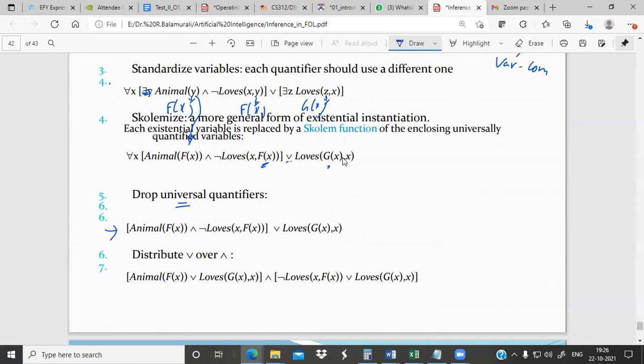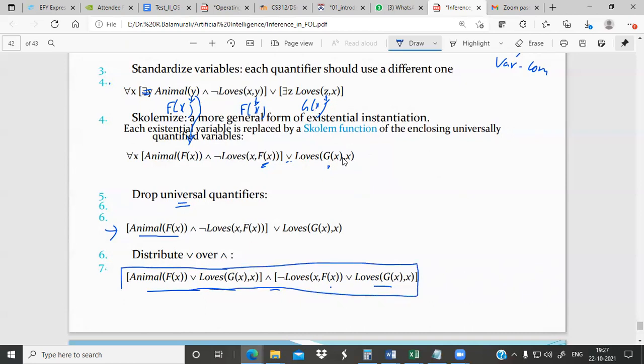After that, when you distribute it, you will get a statement like this: animal of f of x, or loves of g of x comma x. This is one statement. And not loves of x comma f of x, or loves of g of x comma x. This is another statement. Now we have converted this statement into CNF form.